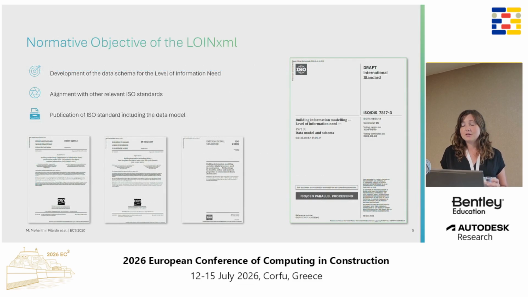On a normative level, obviously we wanted to write a standard. We succeeded. The draft for ISO 7817 Part 3 was published in March. We have the comments already. And we also had the objective to harmonize with existing standards, so we don't develop definitions for properties or object types that already exist and compete, which is bad for the industry, right?